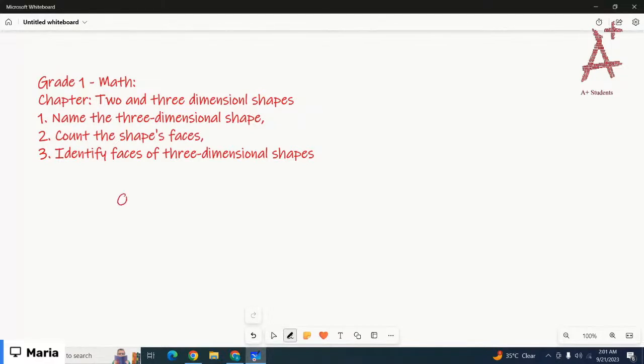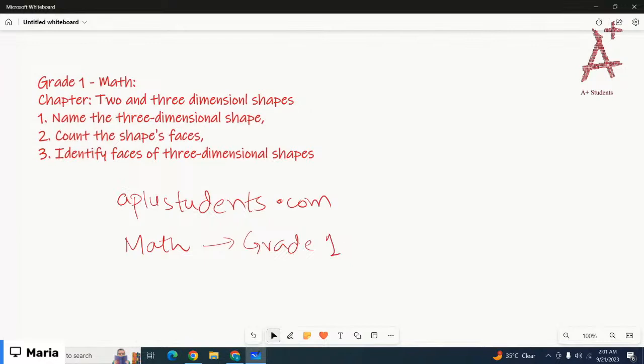So you can find all the lessons on aplusstudents.com. You have to log in there using your email address, and the password is provided by the administrator. Then you have to select math from the subject tab. Scroll down to grade 1 and then click on view all lessons. There you can find a list of the chapters.